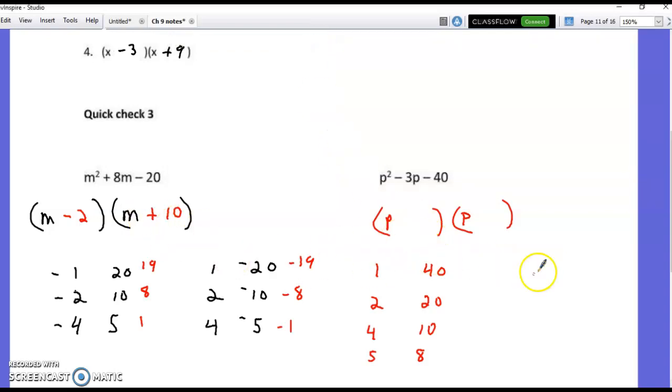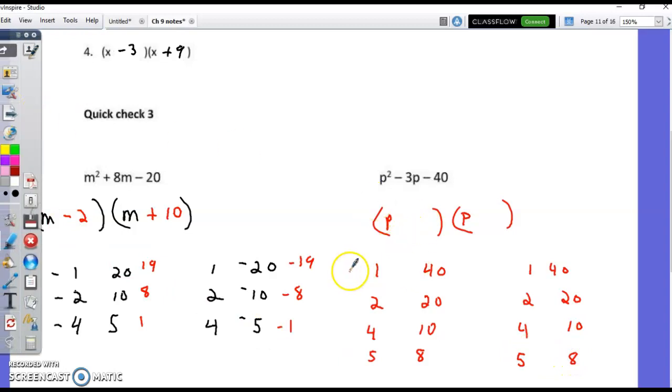So there are my factors. I'll list them again. 1 and 40, 2 and 20, 4 and 10, 5 and 8. And because it is a negative, remember, one of them has to be negative and one of them has to be positive. So which ones combine to equal -3 when you add them together? Well, this would be our answer. 5 plus a -8, that's going to be -3. So we have a +5 and a -8 would be our factored form.